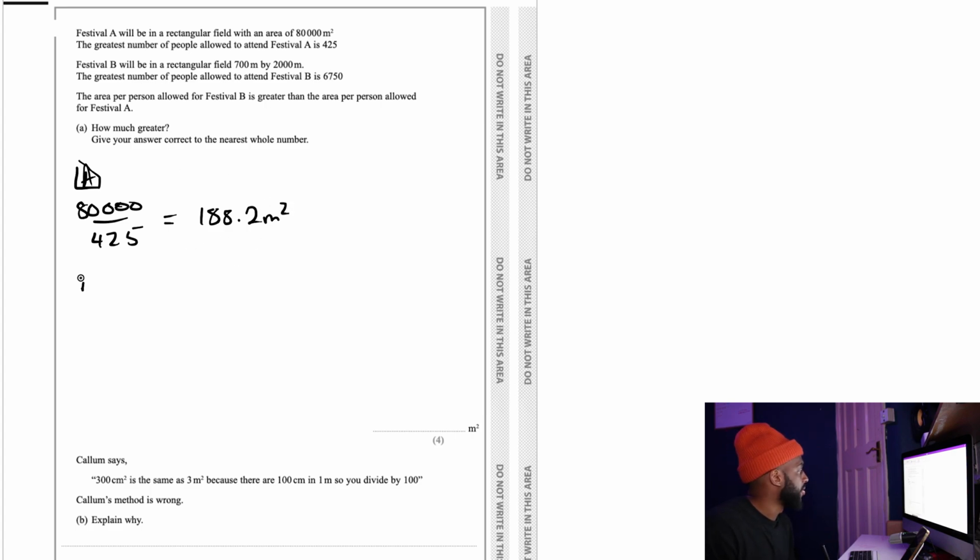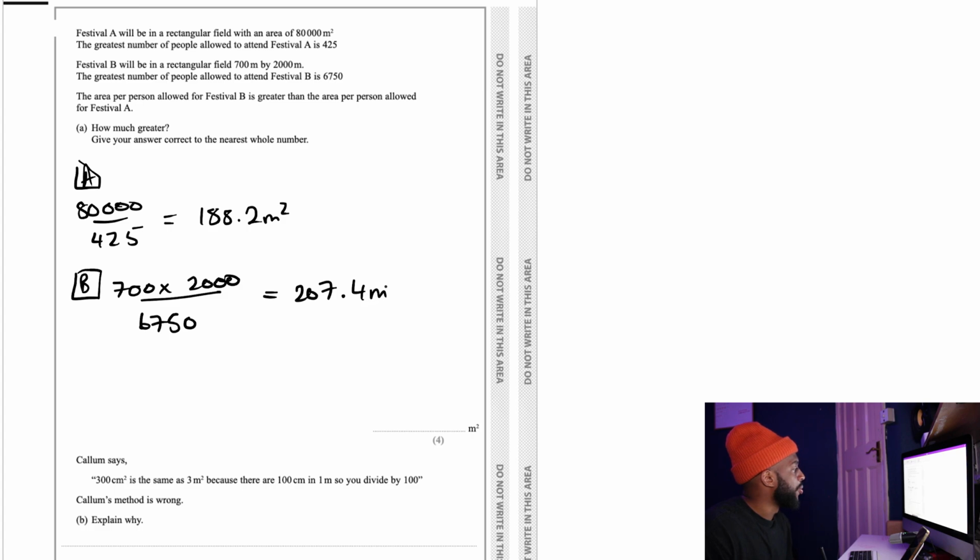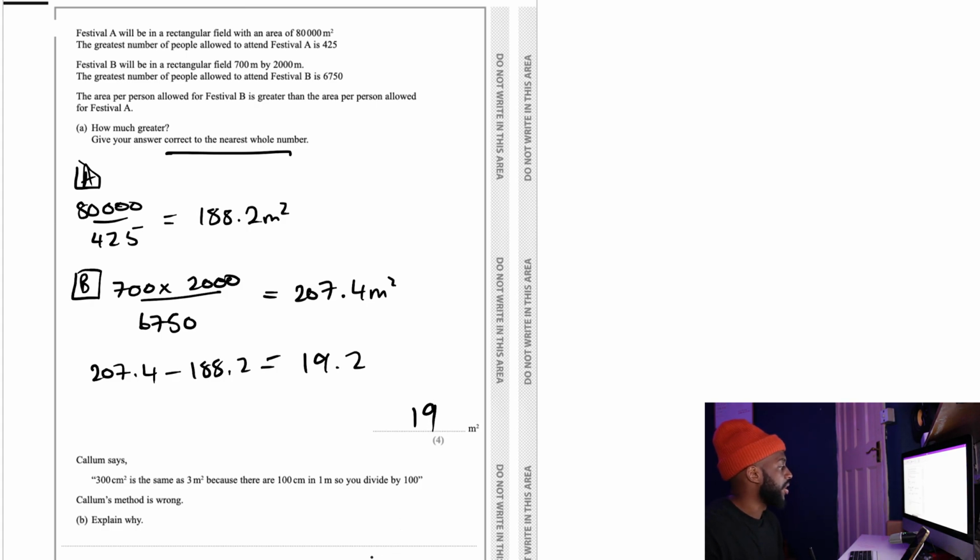For Festival B, it doesn't give us the area, so we have to work that out by doing 700 times 2,000 and then dividing that by 6,750, and once we do that we get 207.4 meters squared. And it said how much greater space do people have in Festival B. So we're going to do 207.4 minus 188.2, and that's going to give us 19.2. It said give your answer correct to the nearest whole number. I'm going to round that down to 19 meters squared, and that's part A.